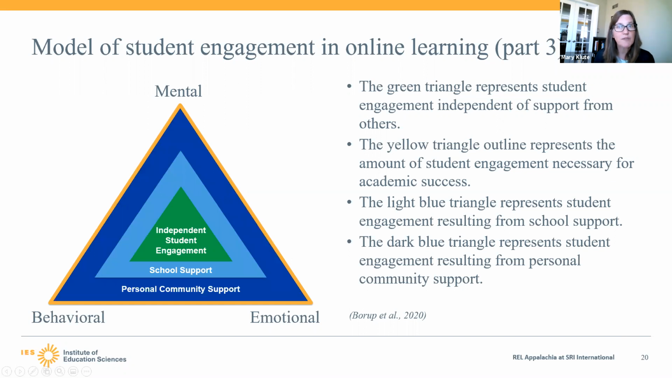The researchers who developed this framework suggest that 2 communities can provide support to fill the gap. The school community, which includes teachers, other students, and school support staff, and the personal community, which includes families, friends, and peers outside of school. These are represented by the light blue and dark blue triangles. The researchers theorize that it doesn't matter which community provides the needed support as long as they have the relevant expertise to provide good support.